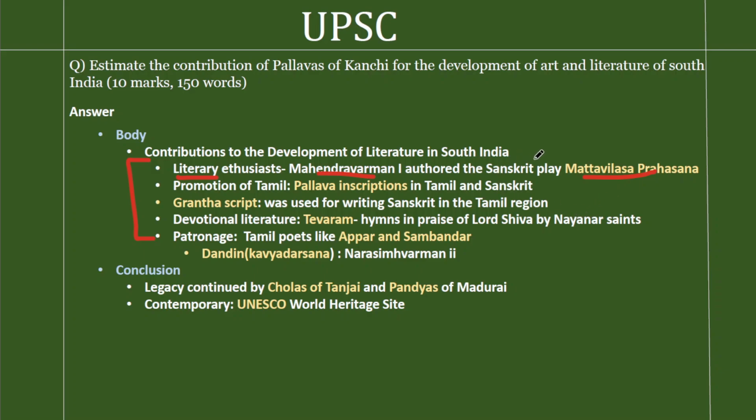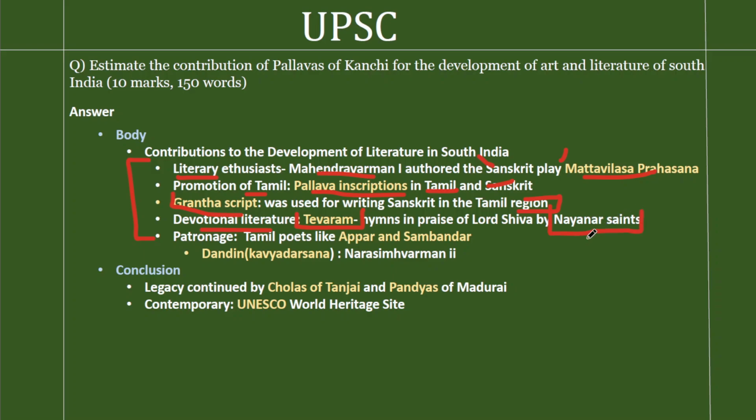This Mattavilasa Prahasana is a play written in Sanskrit, but they equally promoted Tamil during their time. And that is reflected in the Pallava inscriptions, which are both in Tamil and Sanskrit. The third point will be a very unique script developed by them called the Grantha script. It was used for writing Sanskrit in the Tamil region. So that's the uniqueness of their script. Now, the devotional literature. A specific keyword called Tevaram should be used here because it's a very famous form of praise for Lord Shiva by the Nayanar saints. This is part of the Bhakti tradition.